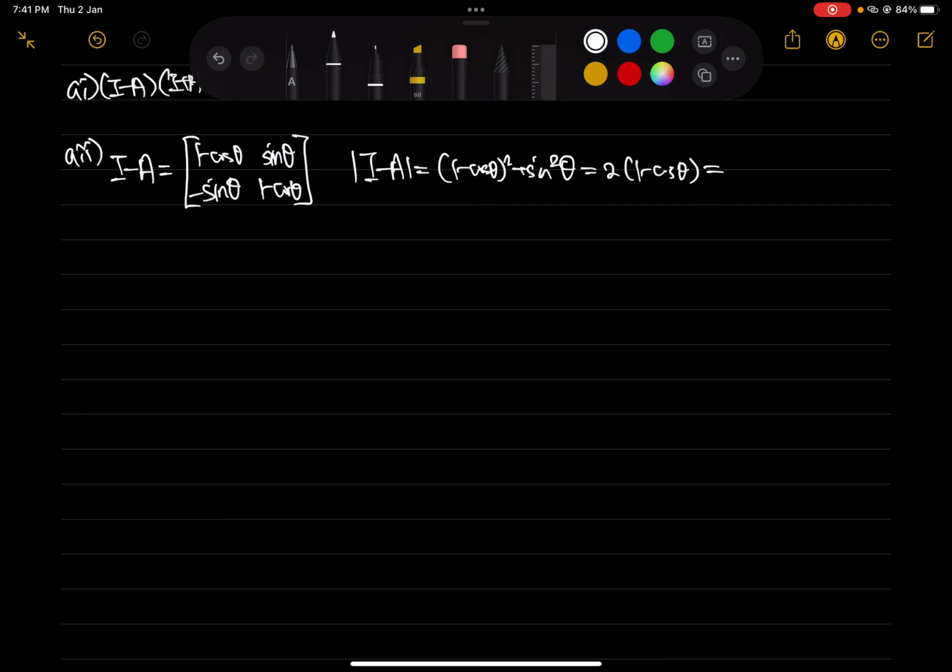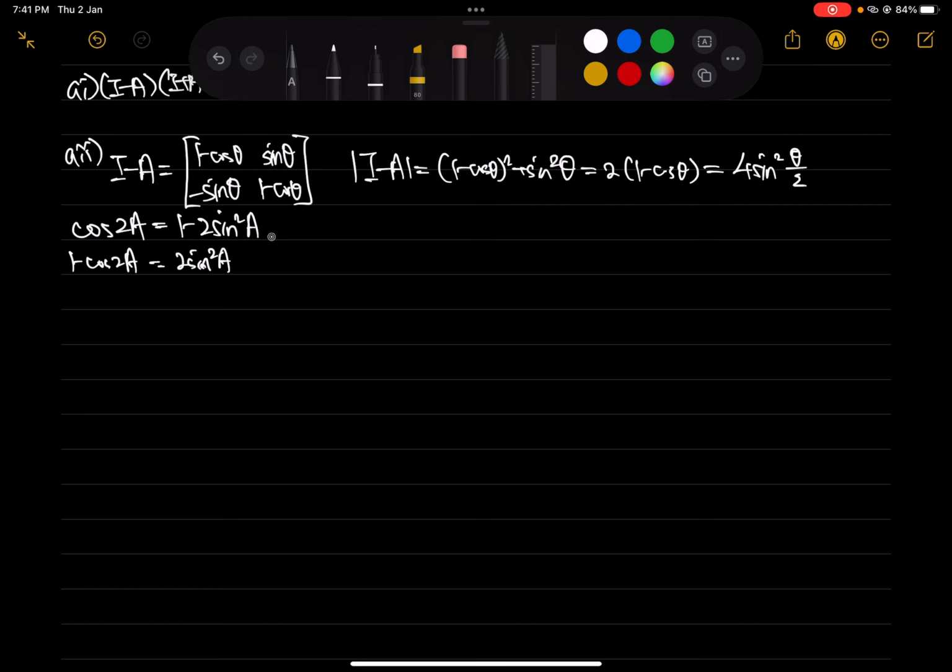Let's use an identity. So let's write that down over here. 1 minus cosine 2A is 2 sine squared A. So this is 4 sine squared theta over 2 because of that identity.